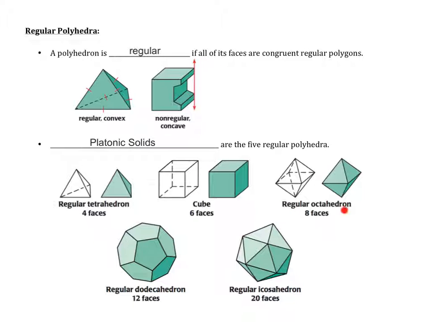Next we have regular octahedron. That octa means 8, so that means we have 8 faces that are all regular triangles. Then we have regular dodecahedrons. That means we have 12 faces, and in this case, the faces are regular pentagons. And the last one is a regular icosahedron, which is a regular polyhedron that has 20 faces. And in this case, all 20 faces are regular triangles. So again, we have 5 platonic solids, and platonic solids are named by the number of regular polygons that are the faces of the polyhedron.